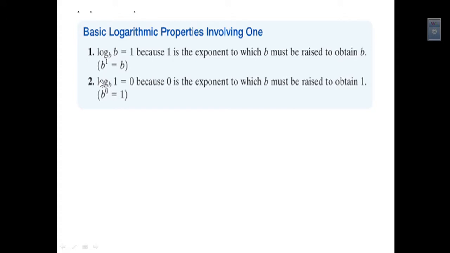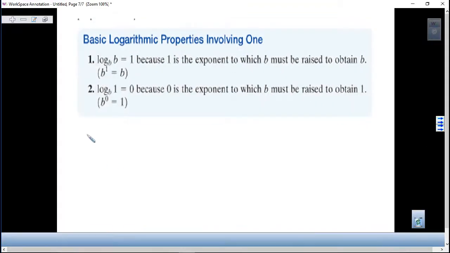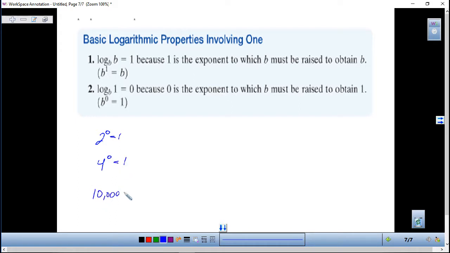Now, if I take the log base b of 1, it equals 0, no matter what value b is. What power can I raise it to and always, always, always get 1? Well, remember, any number raised to the 0 power except 0, which we can't have a log of 0 anyway, is equal to 1. So you can always go back and check. 2 to the 0 equals 1, 4 to the 0 equals 1, 10,000 to the 0 power equals 1. So no matter what the base is, this property holds true. Looking at the exponential values of that.